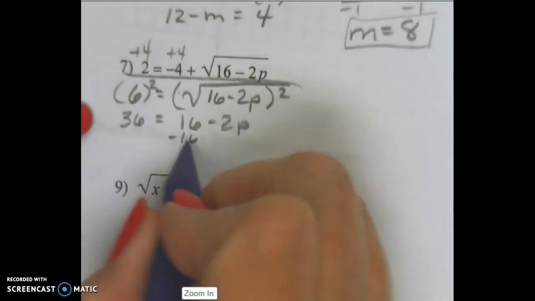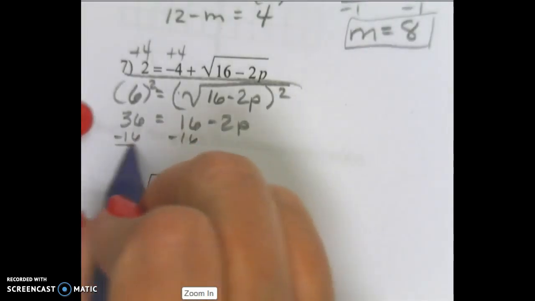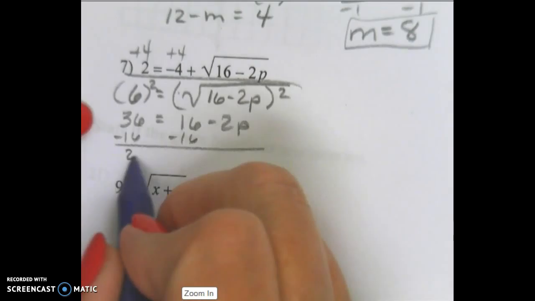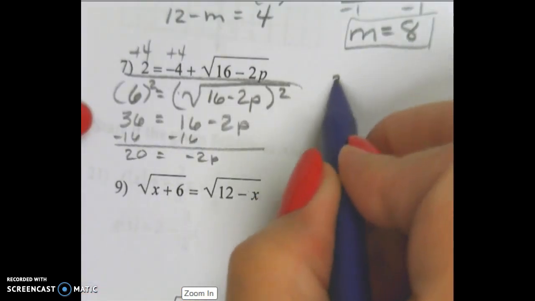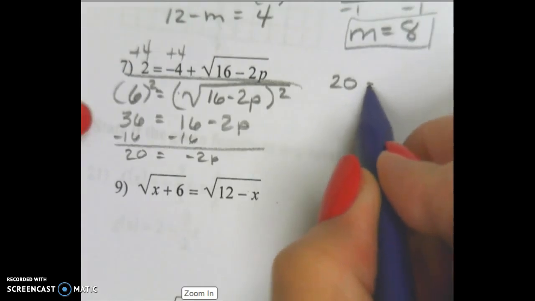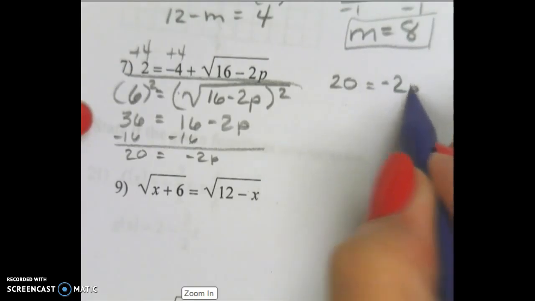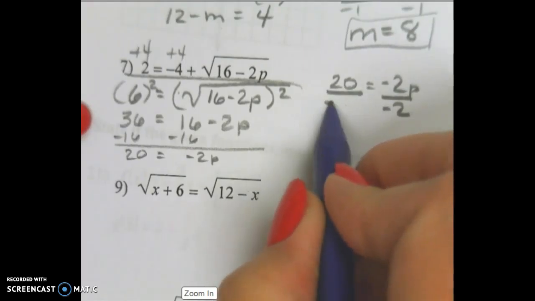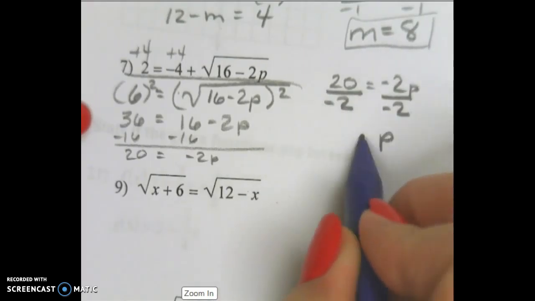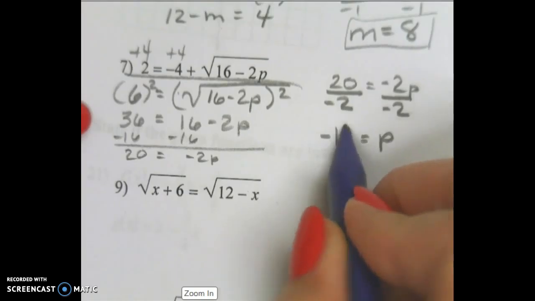I will subtract my 16. 20 is equal to negative 2p. Let me rewrite it over here. Kind of ran out of room. Divide by my negative 2, and p is negative 10.